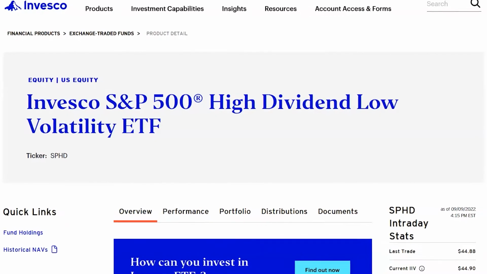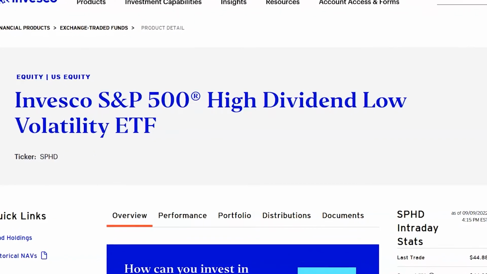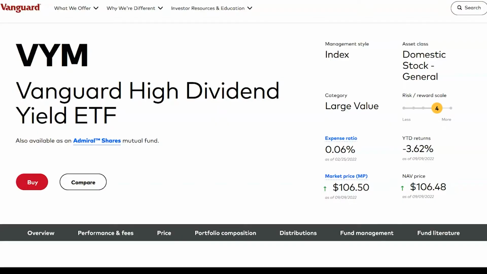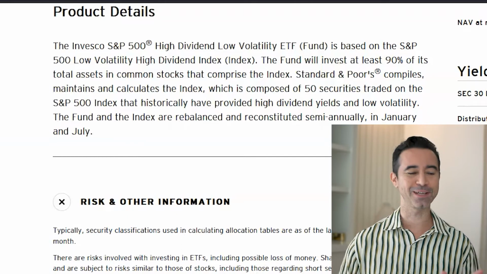So SPHD is the Invesco S&P 500 High Dividend Low Volatility ETF. This thing pays a dividend yield or a distribution rate of over 3%, and today we're going to compare this to VYM, the Vanguard High Dividend Yield ETF. VYM also pays a dividend yield of over 3%, so today we're comparing two pretty similar high dividend yielding distribution paying type ETFs.